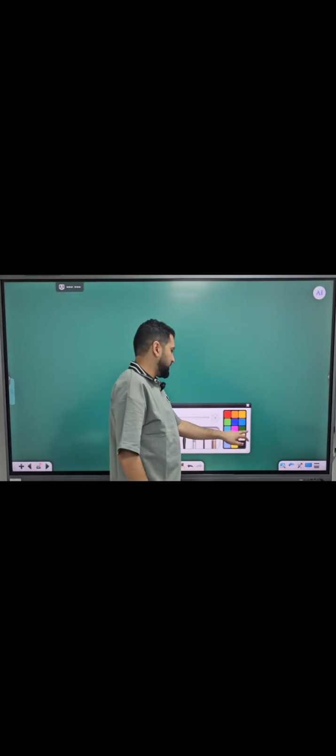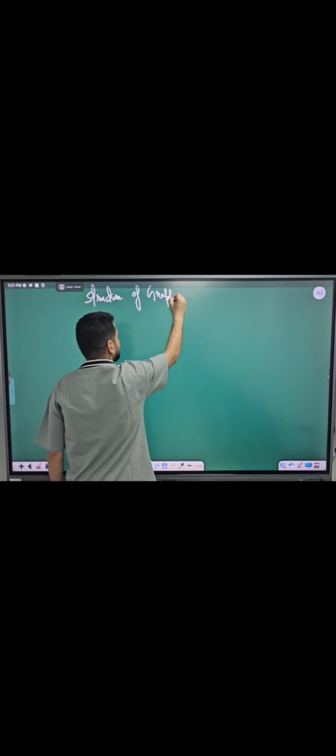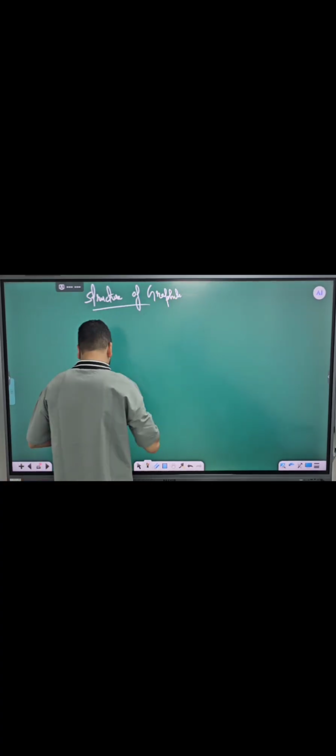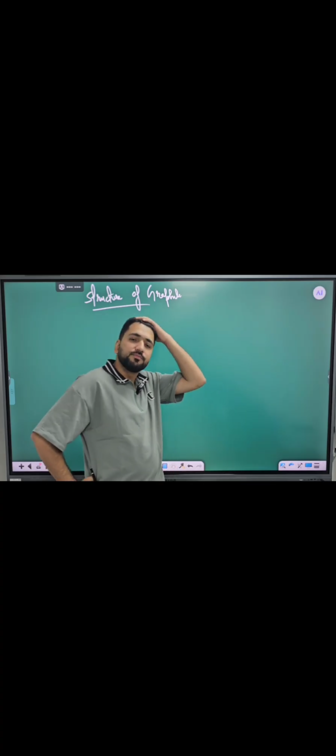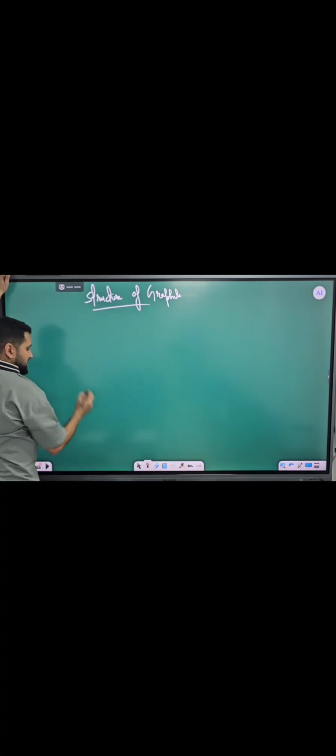Now guys, let's try to find out the structure of graphite. Structure of graphite, right? Let me write down one statement.